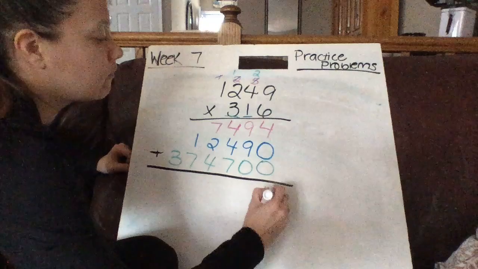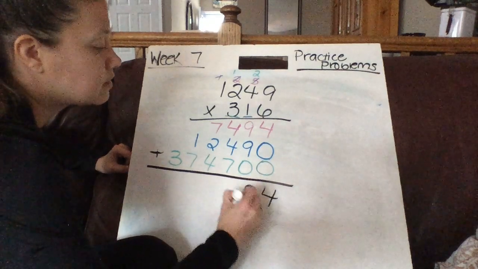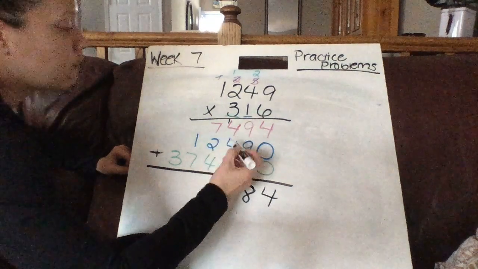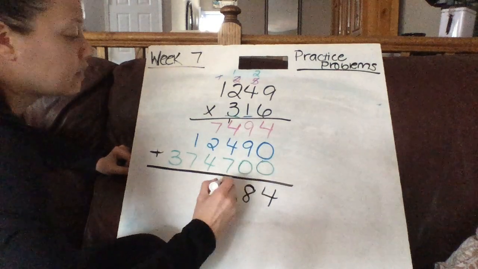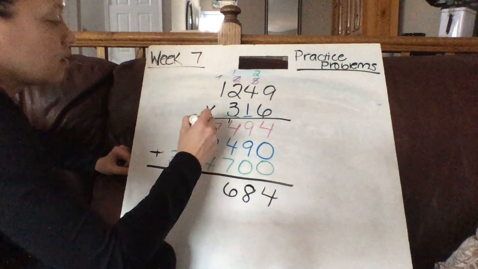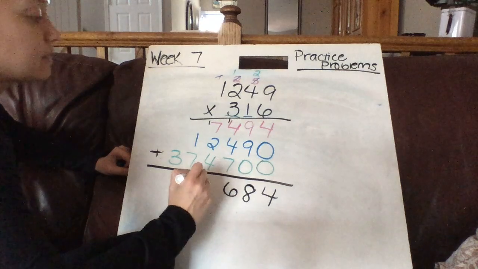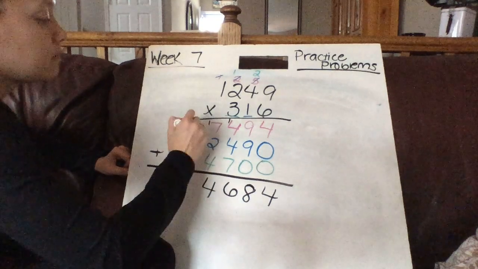We get 4. 9 plus 9 is 18. Carry the 1. 4 and 4 is 8. 9. 9 and 7 is 16. 1 and 2 is 3. Plus 7 is 10. And 4 is 14.